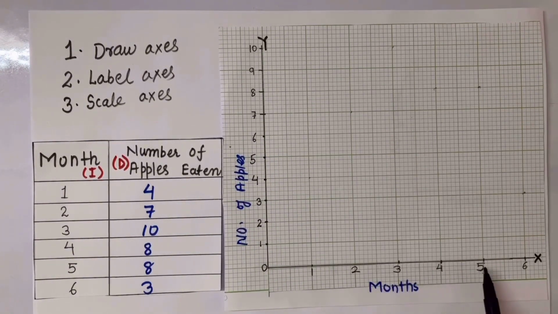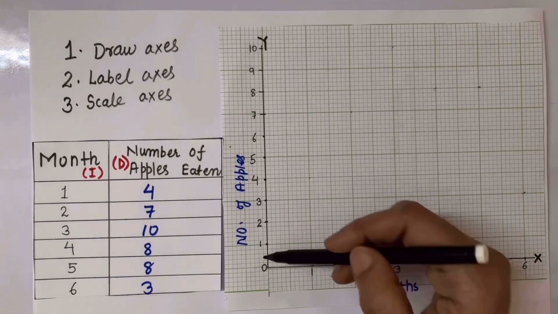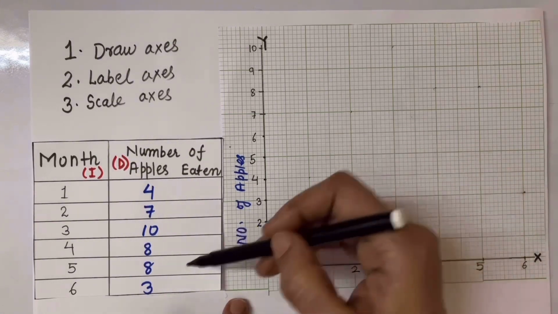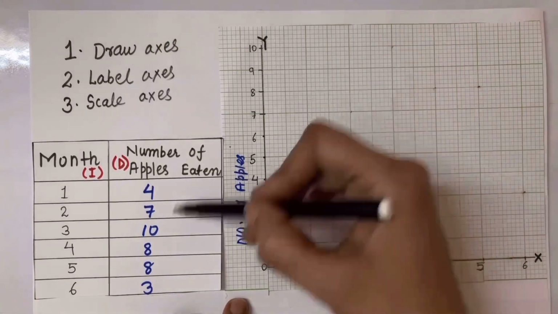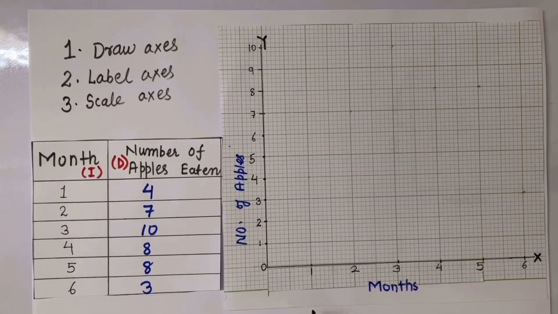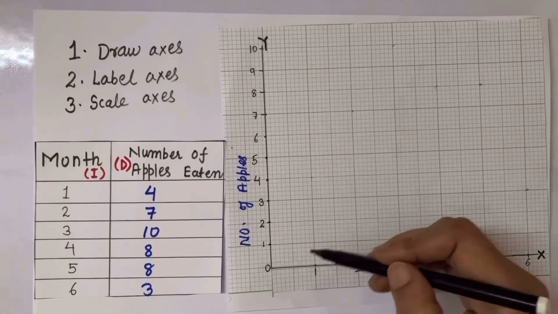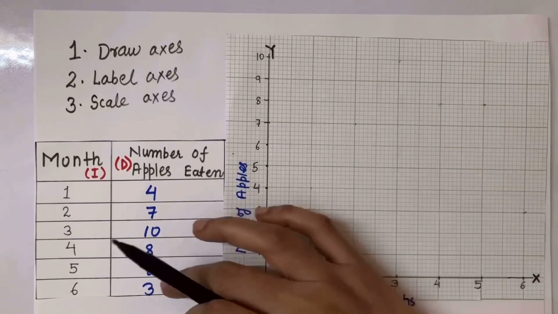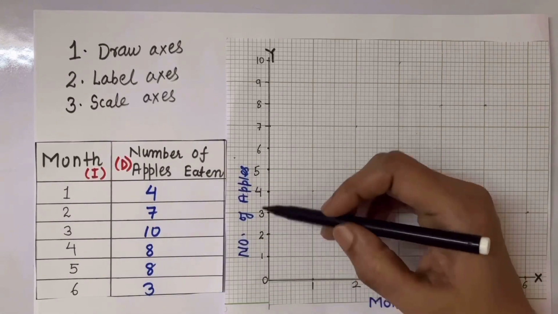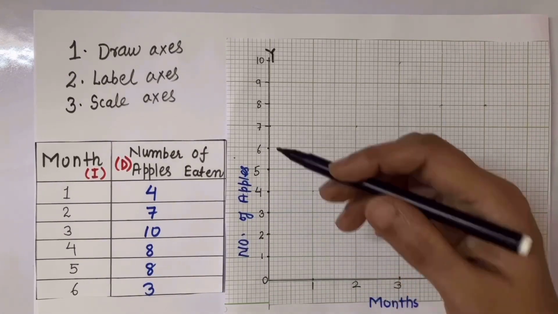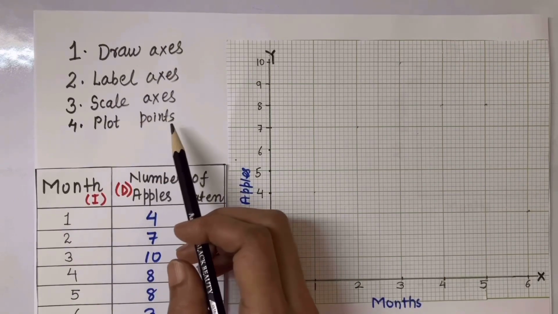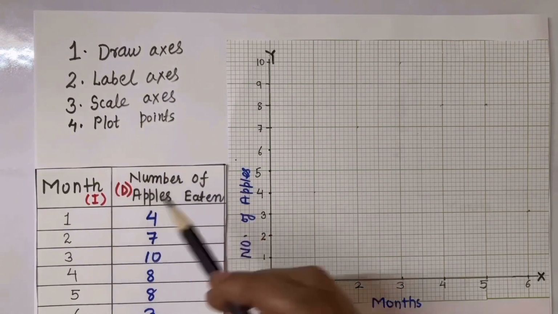The next step in creating a graph is to scale the axis, which means to put the number line on the axis. Here month goes from 0 to 6 and number of apples eaten goes from 1 to 10. Notice that on the horizontal axis every other grid line represents 1, and similarly on the vertical axis every grid line represents 1. The next step in the graphing process is to plot the points.